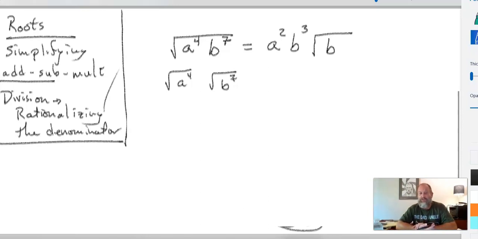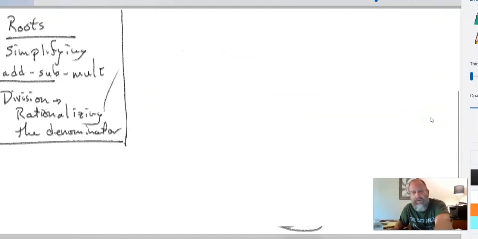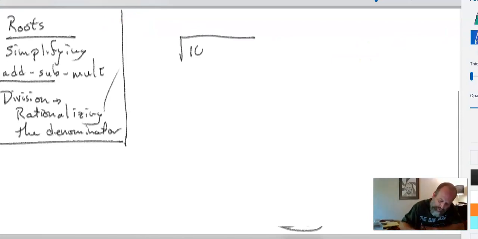And when there are numbers also, we end up doing all of these things together. So let me go ahead and clear this off. Let's look at one more. Let's say I want to look at the square root of 100 a to the 13th b to the 9th.